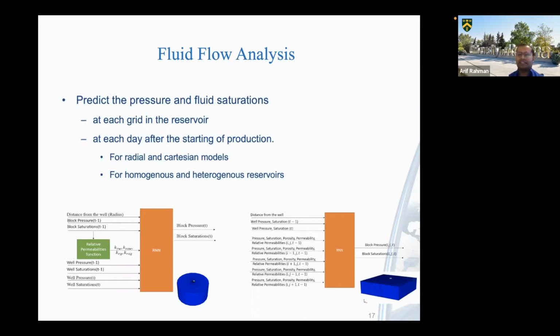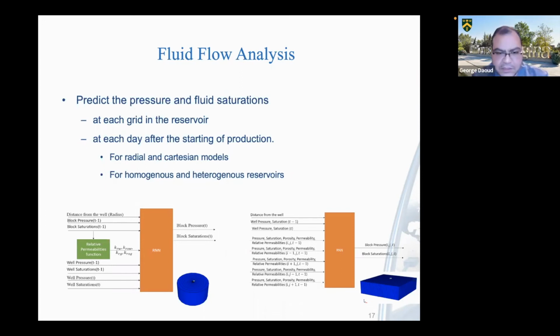So for our cases, we first use the most simple homogeneous radial reservoir by ignoring the relative permeability. Then we use the reservoir while considering the relative permeability effect to perform our analysis. Then we move to the heterogeneous reservoir. Now the results of the fluid flow analysis will be discussed by my colleague George.